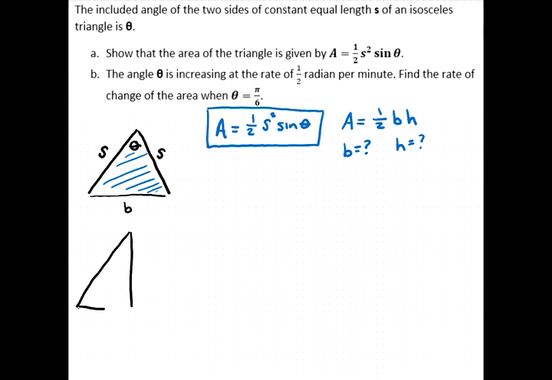Okay, so we have a right triangle. This is half of b. This is still s. And this is theta over 2. Not much better. Okay. And so this is the h that we're looking for. So we need the b and the h.